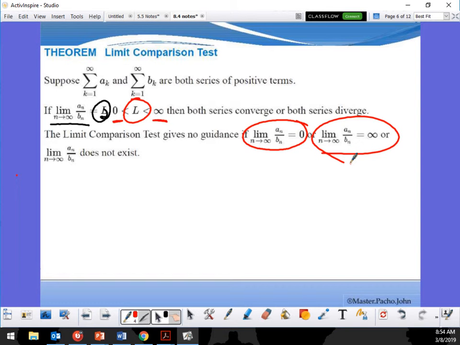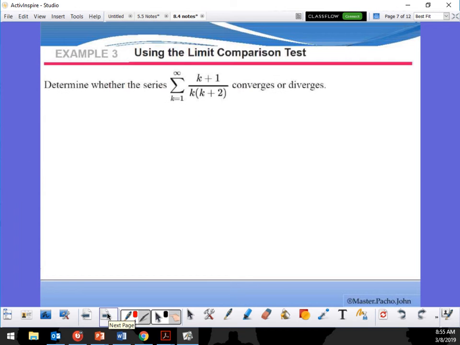So if my limit comes out to 0, guess what? That one doesn't work. Or if I get infinity, it doesn't work. Or if the limit does not exist. So it only works when I get a limit between 0 and infinity, some real number there. Then use the limit comparison test to say whether it converges or diverges.